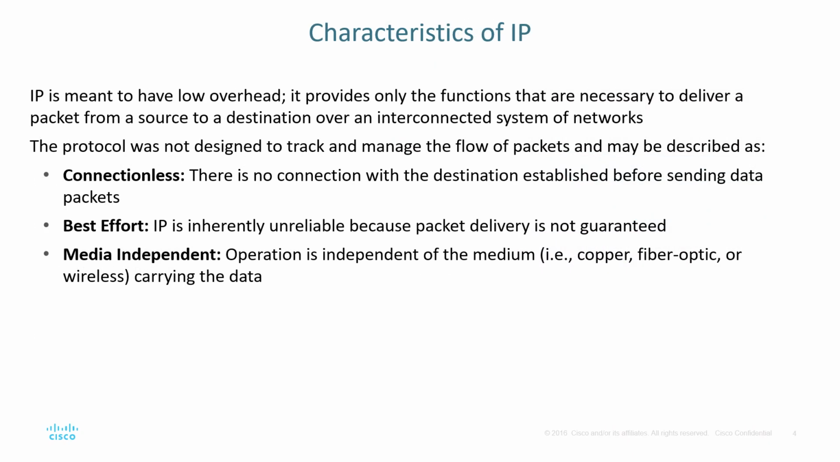So IP is meant to have very low overhead. It provides only the functions that are necessary to deliver a packet from a source to a destination over an interconnected system of networks. The protocol was not designed to track and manage the flow of packets and may be described as the following. It is connectionless, meaning there is not an established connection created between source and destination before data can be sent. It is referred to as best effort. IP is inherently unreliable because packet delivery is not guaranteed.